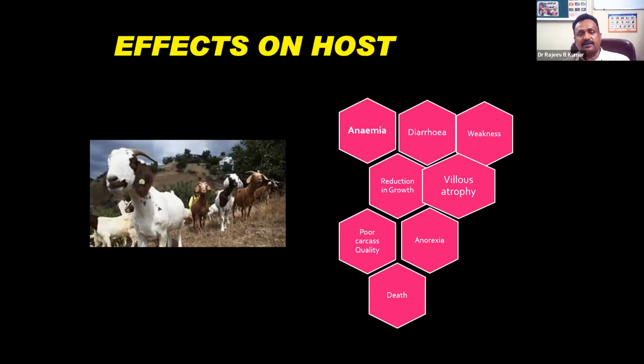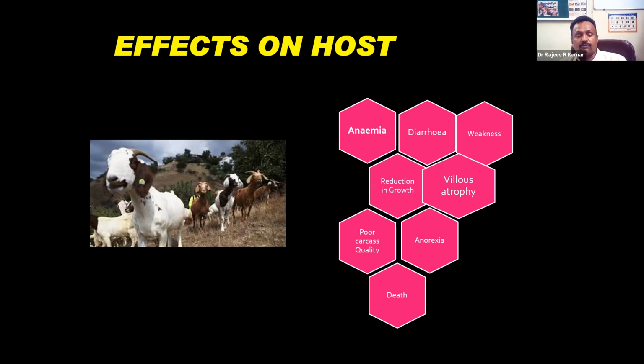If you see the parasite, why is it important in goat husbandry? What are the effects of the parasite? First is the anemia. There are so many parasites that directly suck the blood from the host, causing anemia. And due to inflammation of the gastrointestinal tract, diarrhea may also occur. Due to diarrhea, there may be dehydration, weakness, reduction in growth, and it is an important marker. It is an important thing in animal husbandry practices.